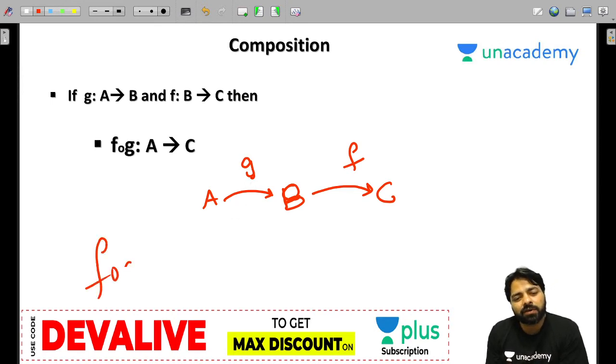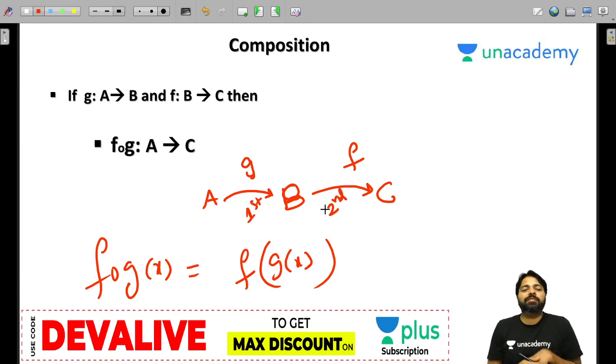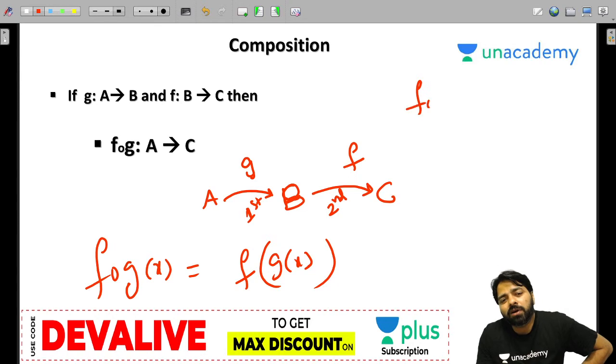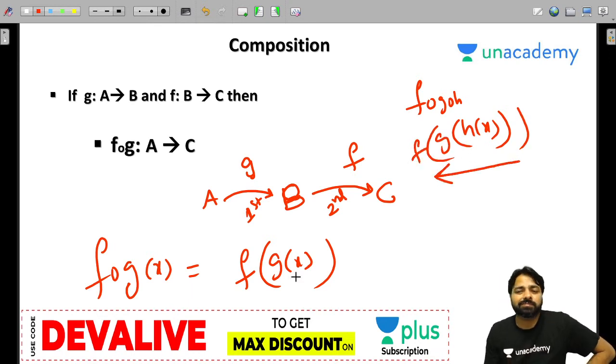So when you write f of g of x, this is the same as first you apply g, then you apply f. You should be very careful about which order you are applying the composition in. When somebody writes f of g of h, you need to apply first h, then g, then f. You always follow right to left.